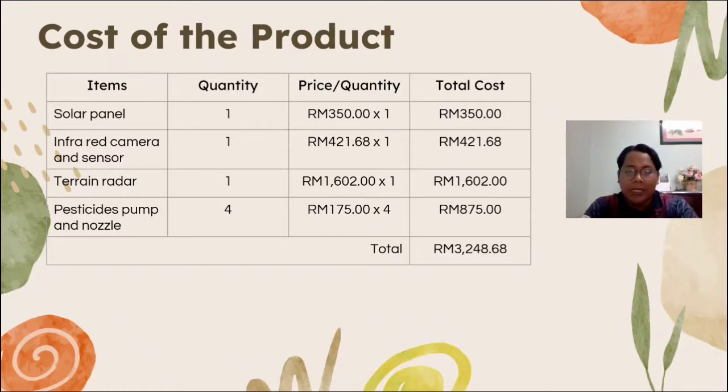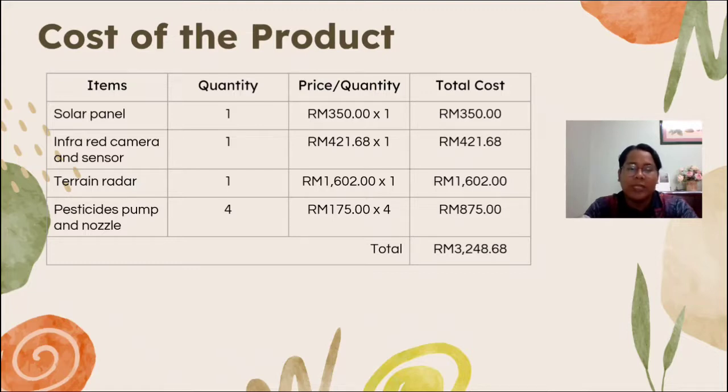The quantity is 1. So price per quantity is RM1,602 multiplied by 1 equal to RM1,602. The last item for this part is pesticide pump and nozzle.